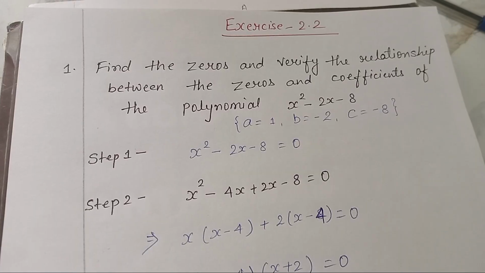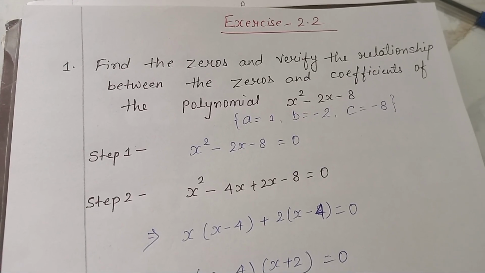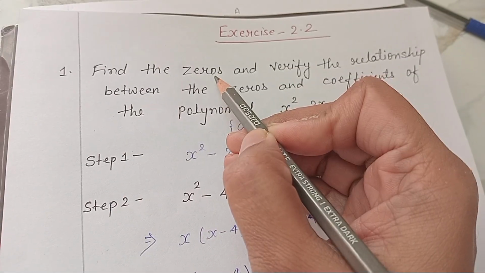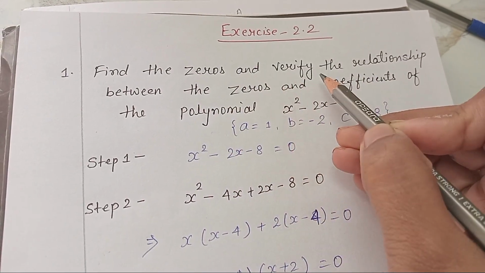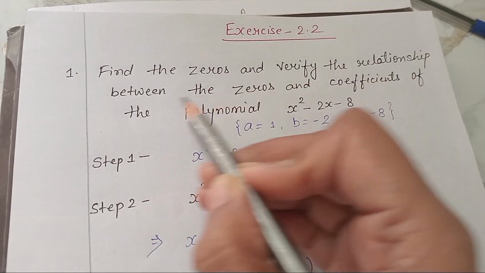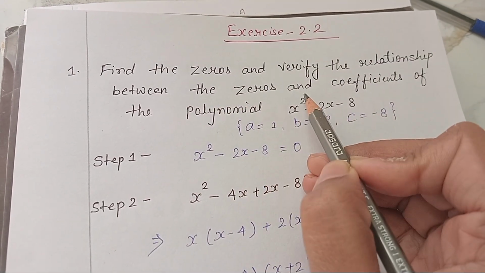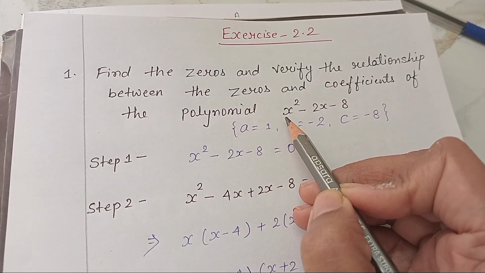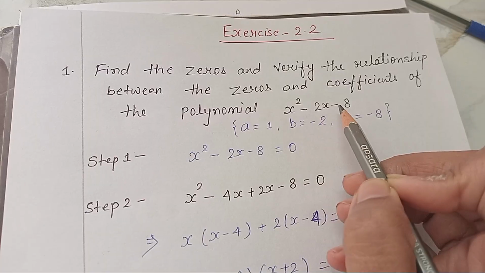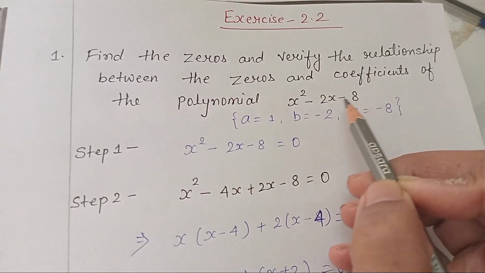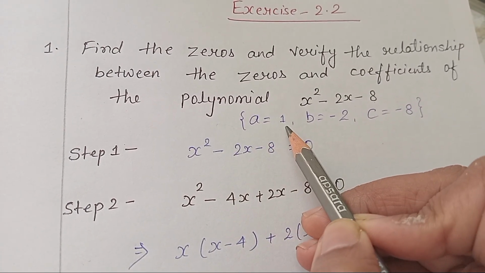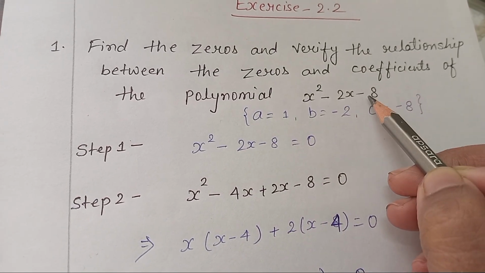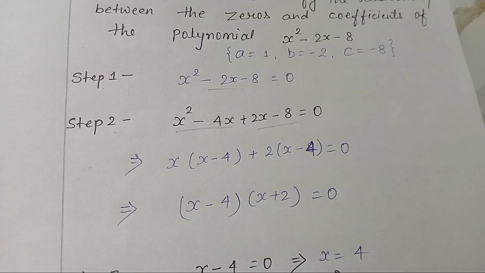Let's now solve exercise 2.2, question number 1. The question is, find the zeros and verify the relationship between the zeros and coefficients of the polynomial x square minus 2x minus 8. Here the value of a is 1, b is equal to minus 2 and c is equal to minus 8. Let's start step by step.